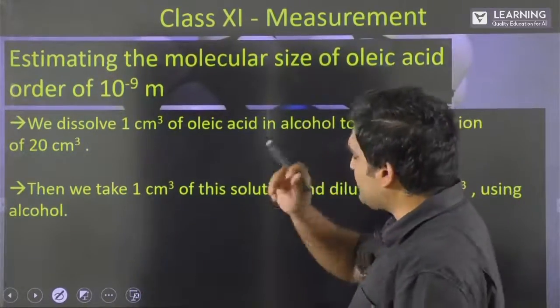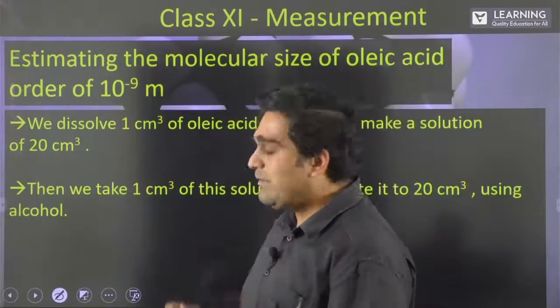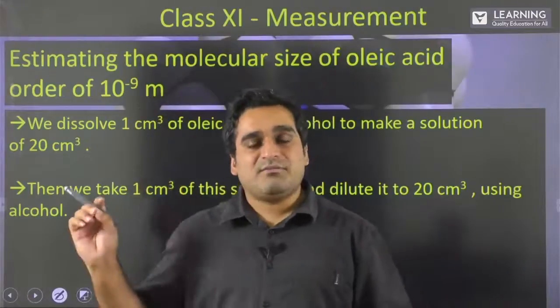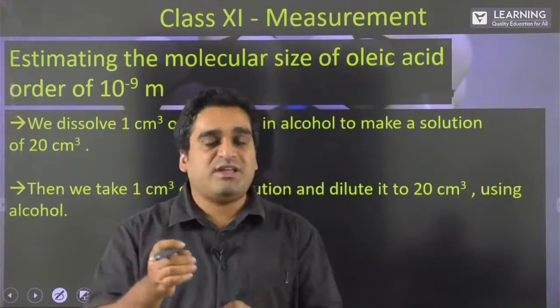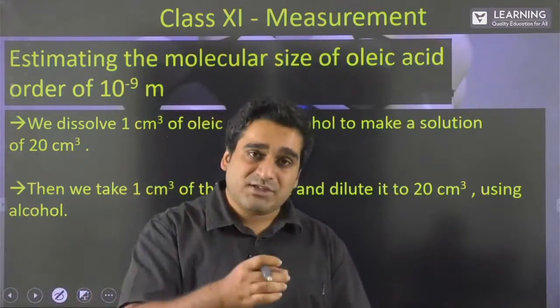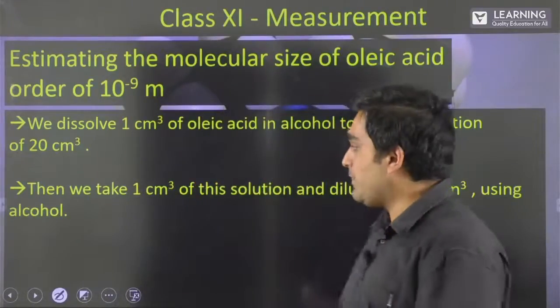Next, we take 1 centimeter cube of the solution and dilute it in 20 centimeter cube of alcohol. Oh, I used the word water. It's not water, it's alcohol. I correct myself there. Again, 1 cm cube of the mixture of oleic acid and alcohol is then taken and mixed with another 20 cm cube of alcohol.